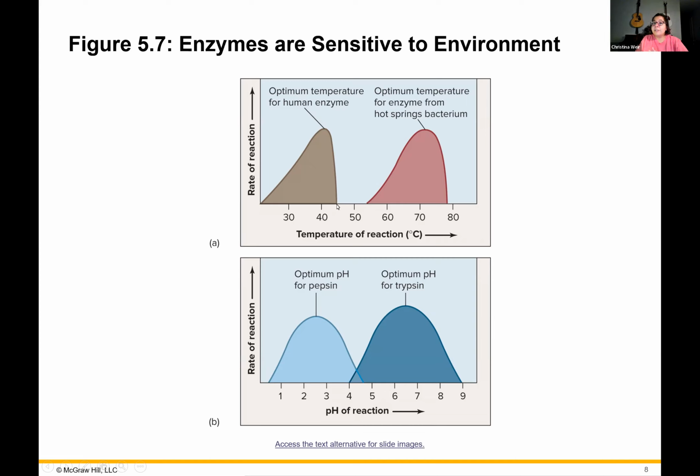Compare that to enzymes from bacteria that live in hot springs. Their optimum temperature is way above what we could tolerate. So hot temperatures don't kill these bacteria. In fact, they're very comfortable, even going up to like 70, 75 degrees, which is pretty hot. It's not quite boiling, but it's considered to be a pretty warm temperature for most other living things. Other living things, they don't tolerate high temperatures as well as these particular bacteria. Let's talk about pH, and we'll come back to this graph again.